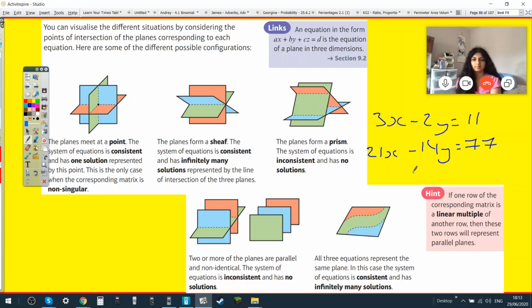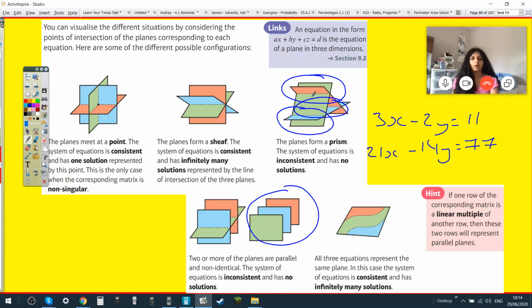And so because they're parallel, there's no solutions, and so it would be represented as 2 parallel lines. Here, because it's XYZ, it's 3 parallel planes. Prism is no solutions, and parallel is no solutions. How does that work? There's a solution for these two, there's a solution for these two, there's a solution for these two, but there's none for all 3.